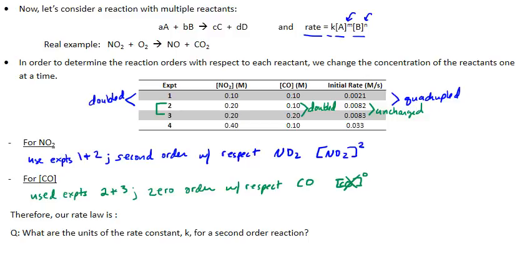So our overall rate law would be rate is equal to the rate constant of the reaction K times the concentration of NO2 squared. So it's second order with respect to NO2, and it's second order overall reaction. Now I say that because I want to show you a difference.